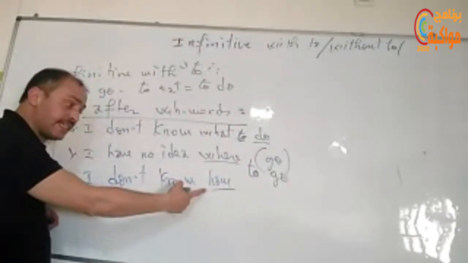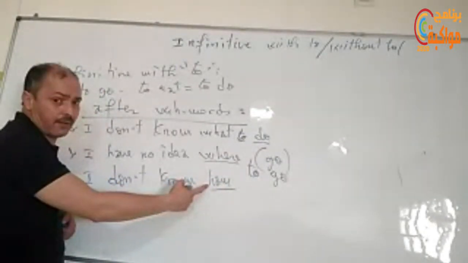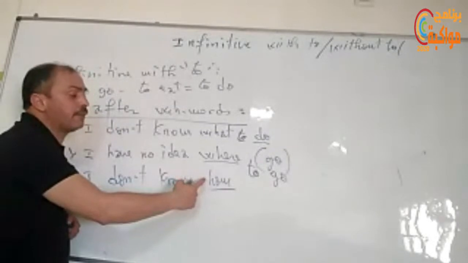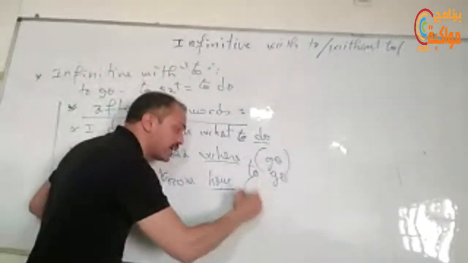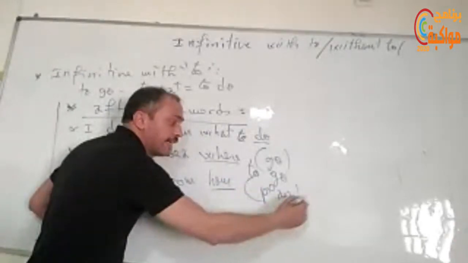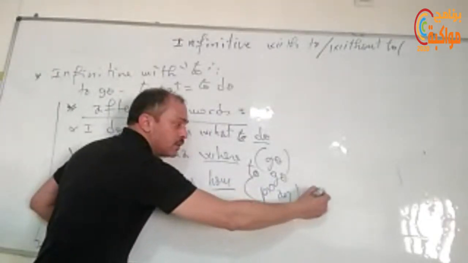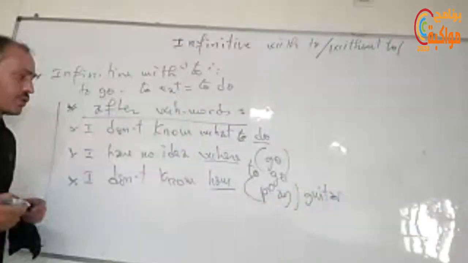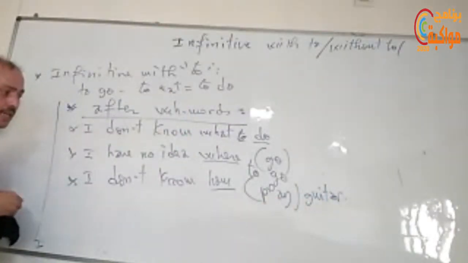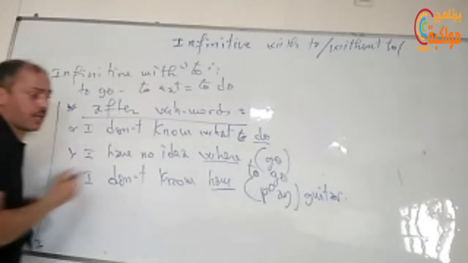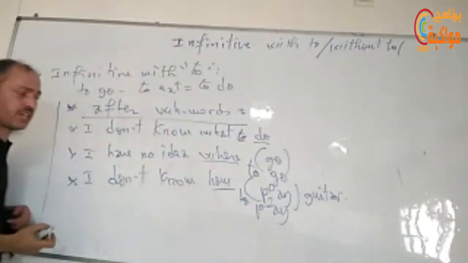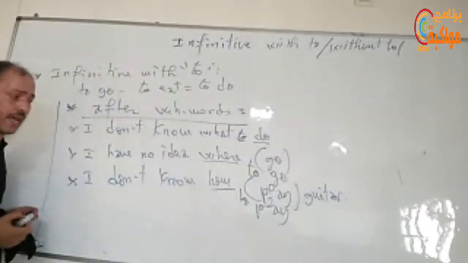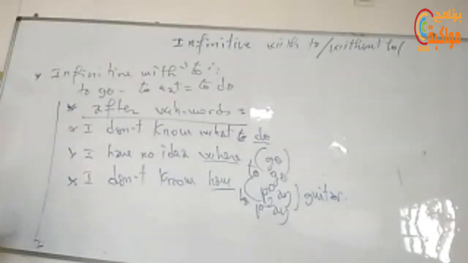Bear in mind that this how is WH word, okay? So you don't have WH here, but it is considered to be WH word, okay? How, for example, here, play, guitar. Of course, a person can tell you that, so I don't know how play. So how to play, because we have here WH word, okay? So I hope that you understand this part, use of infinitive with to.